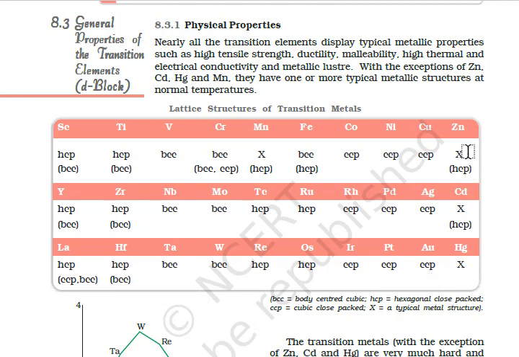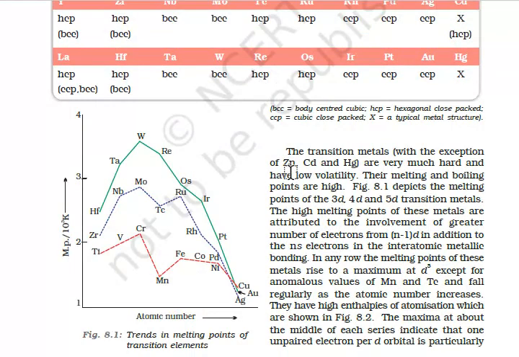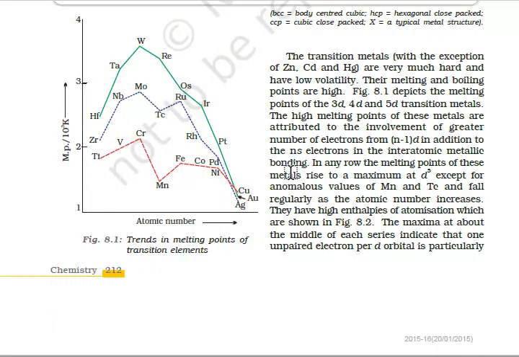But zinc, cadmium, and mercury, along with manganese, have more than one metallic structure. Now, let's talk about the trends in the melting point of the transition elements.